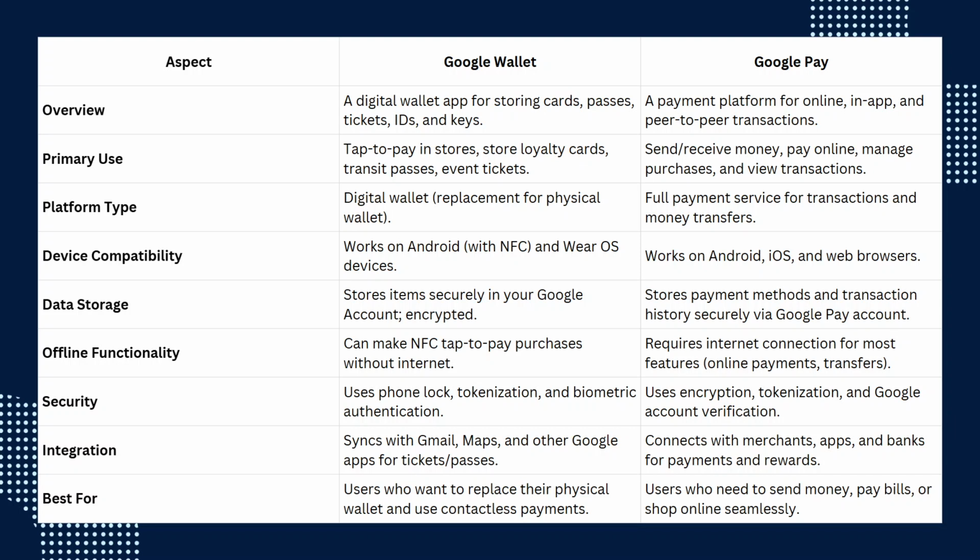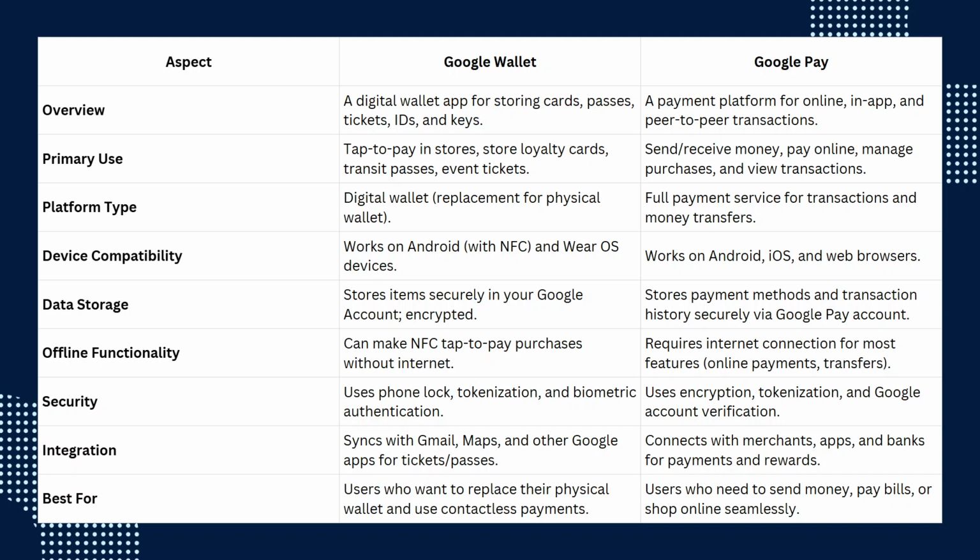Now, let's dive into setting up and using Google Wallet. First things first, you'll need to make sure you have the Google Wallet app installed on your device. If it's not already there, you can easily download it from your device's app store. Once installed, open the app and sign in with your Google account. To add a payment card, simply tap on Add to Wallet and then select Payment Card. You can choose to manually enter your card information or scan it using your phone's camera for convenience.